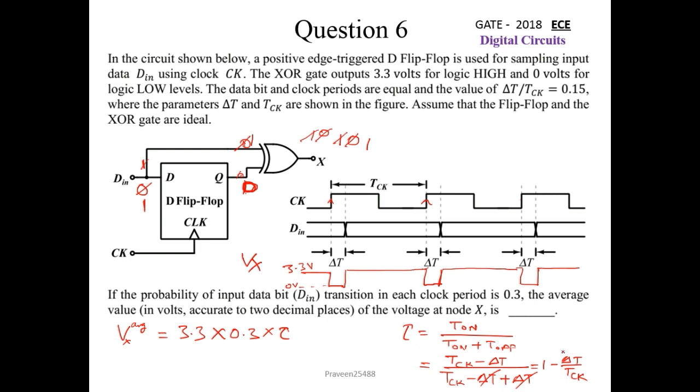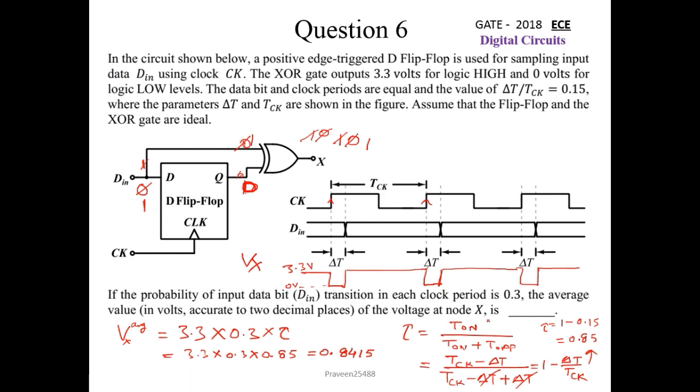So here we will write it as 1 minus 0.15. Here tau is equal to 0.85. We'll put the value of tau here. So it would be 3.3 into 0.3 into 0.85. On simply solving this, we will get 0.8415. So this is our answer, the output voltage.